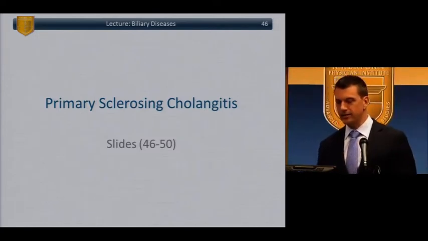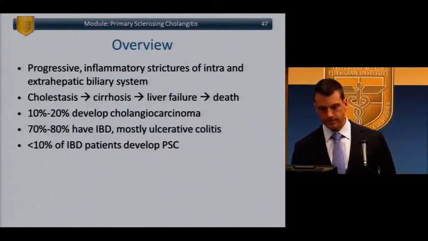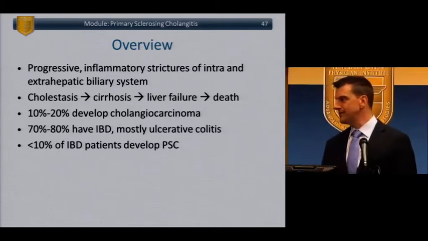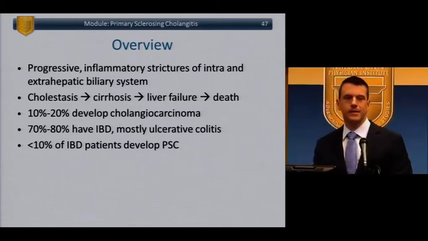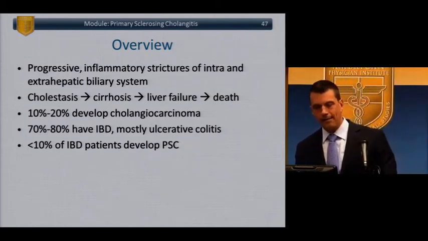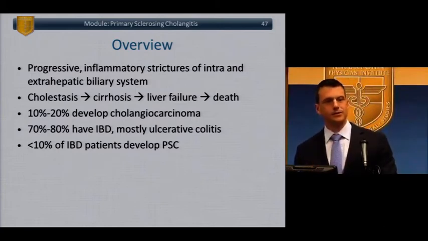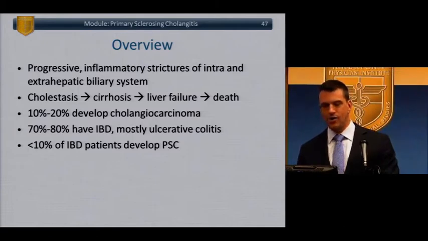Next, primary sclerosing cholangitis. This is a progressive inflammatory stricturing of both the intra- and extrahepatic biliary system. These strictures lead to cholestasis, which leads to cirrhosis, liver failure, and death. 10 to 20% of patients with PSC will develop cholangiocarcinoma. About 70 to 80% of the patients who you find this in have IBD, most likely ulcerative colitis. However, less than 10% of IBD patients go on to get primary sclerosing cholangitis.